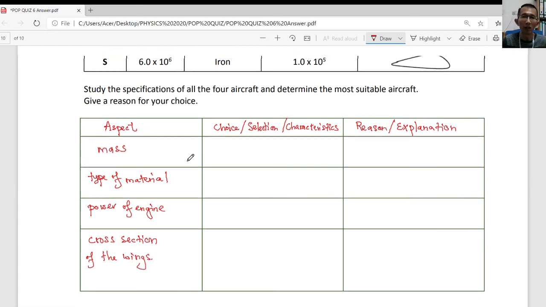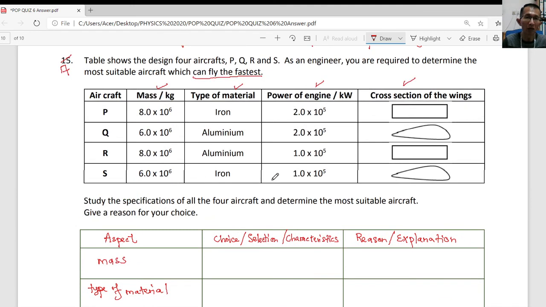Okay, so let's do math first. If I go on the math, I only have two choices. It's either 6 or 8 times 10 to the power of 6. Alright, so which one do you choose for mass? So definitely we will choose 6.0 times 10 to the power of 6 kilogram.